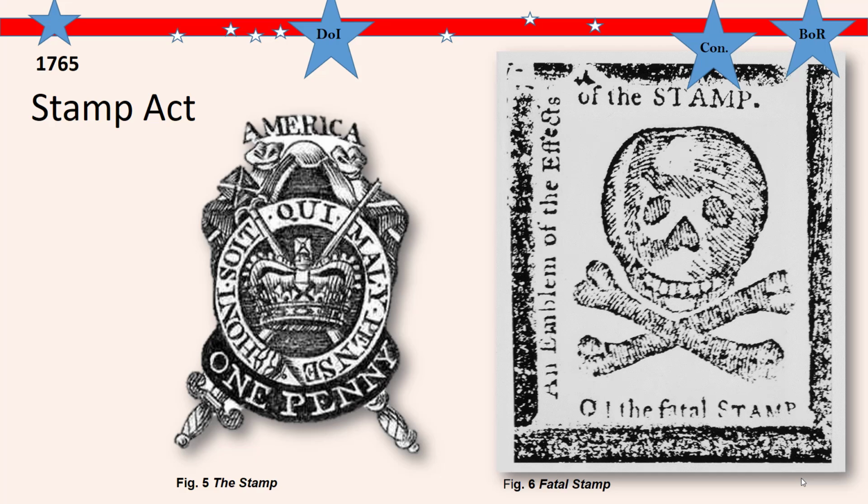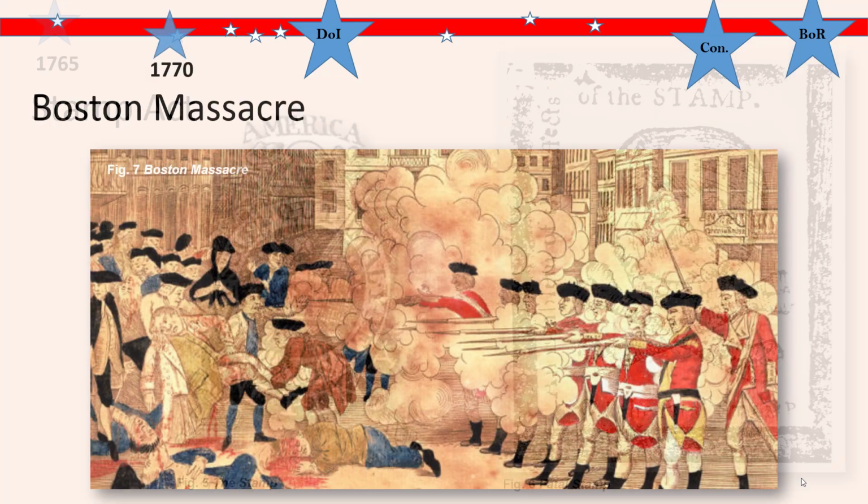Before I move on, actually, the image on the left is the insignia of the stamp. The image on the right was published several months after the Stamp Act was passed in October 1765 in, I think, the Pennsylvania Journal, so a Pennsylvania newspaper. All right, let's move on.